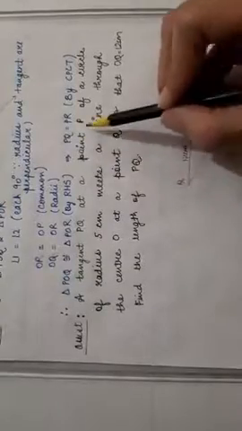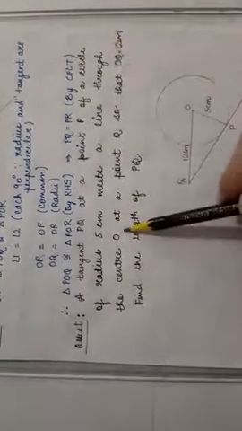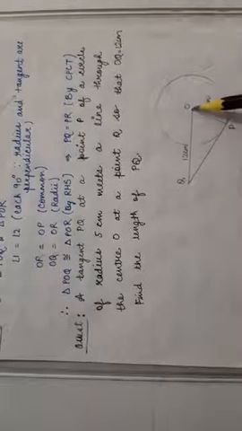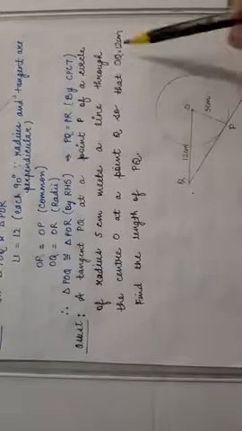Then a very simple question based on this concept. A tangent PQ at a point P of a circle. See, it's mentioned at a point P of a circle. That means this P is point of contact. Radius is 5 centimeter. It meets a line through the center O at a point Q. So we have to make a line from the center O joining a point Q. This length OQ is given to be 12 centimeter and we need to find the length of PQ. That is, we need to find the length of the tangent.